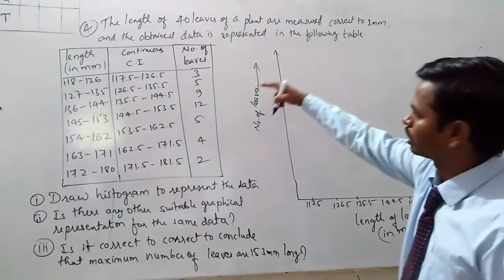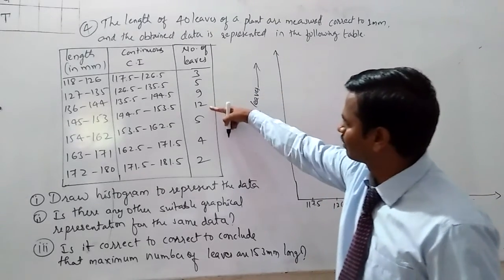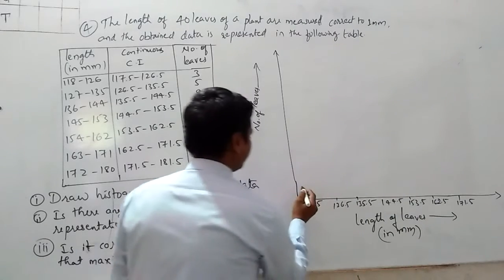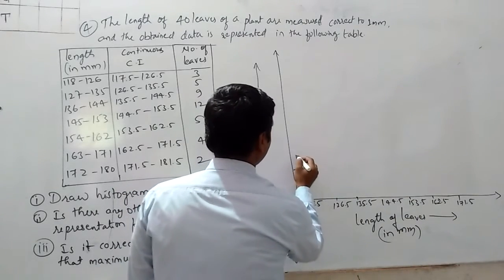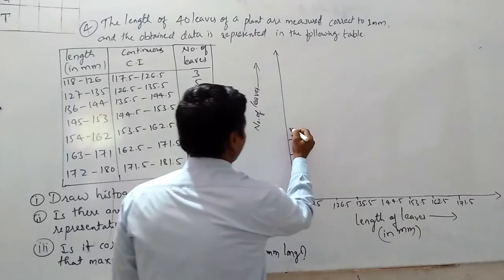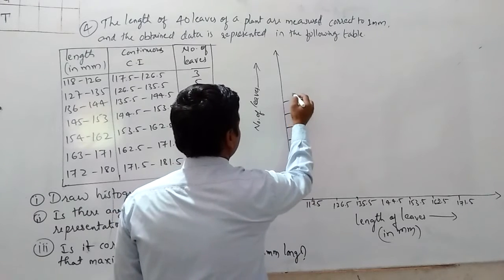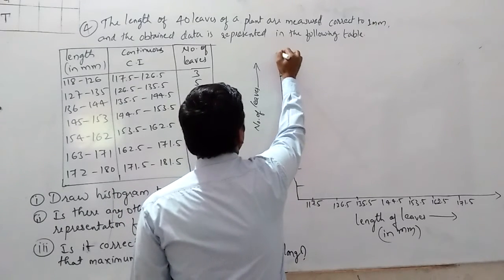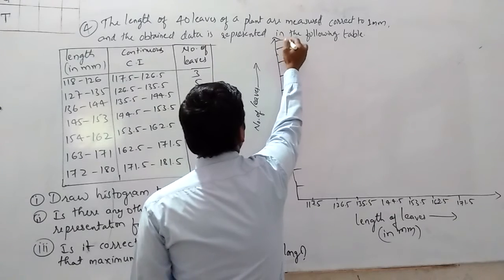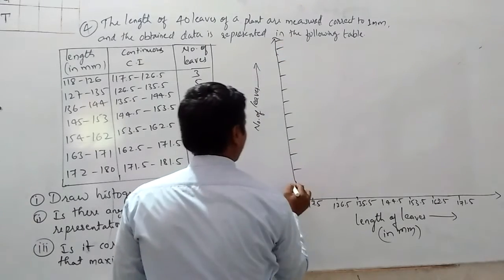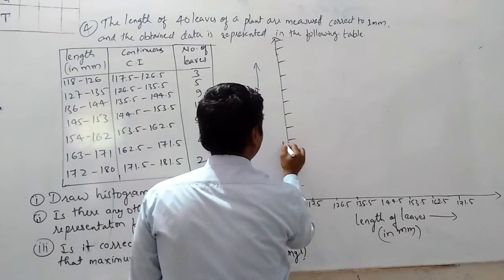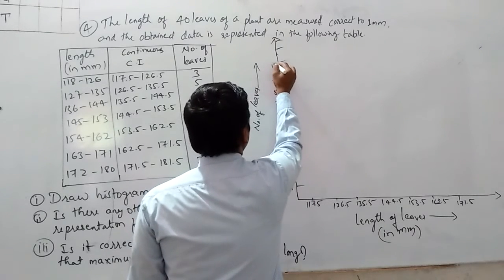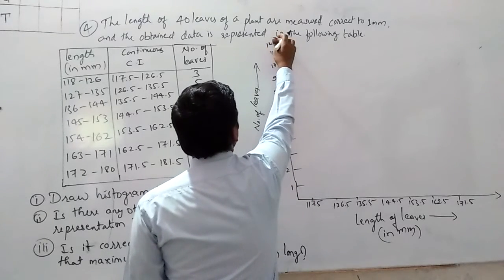On the y-axis, the number of leaves. The lowest value is 3 and the highest value is 12. We can take 1, 2, 3 and so on, up to 12.